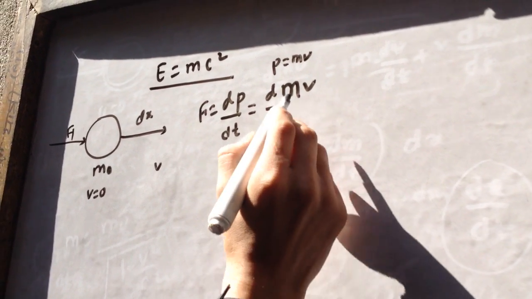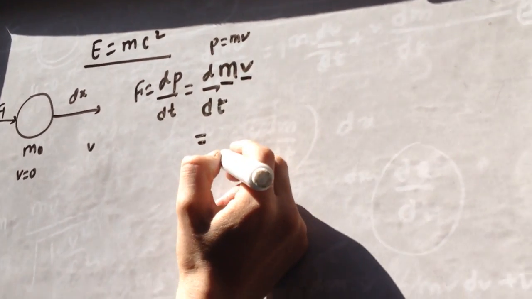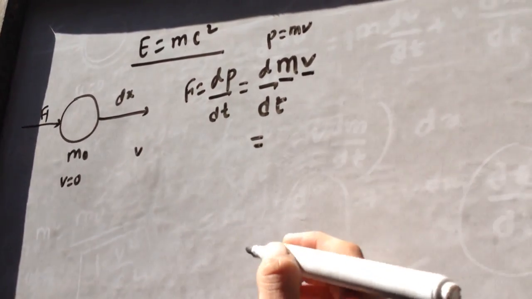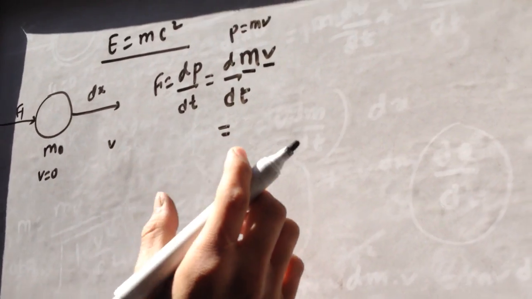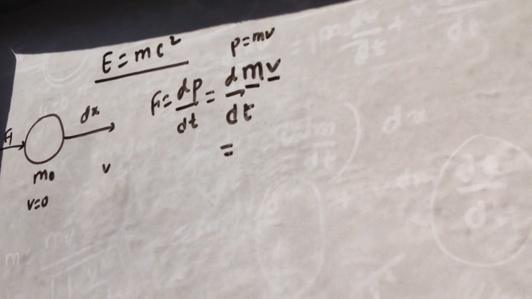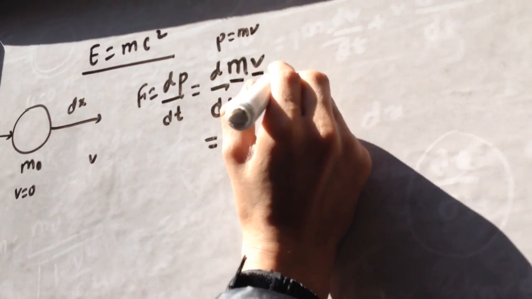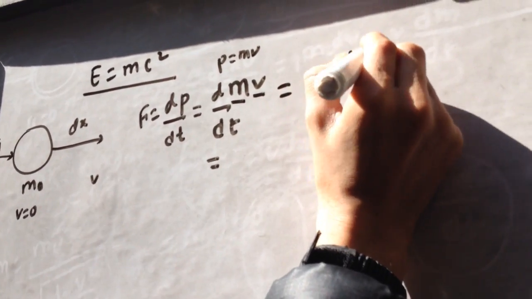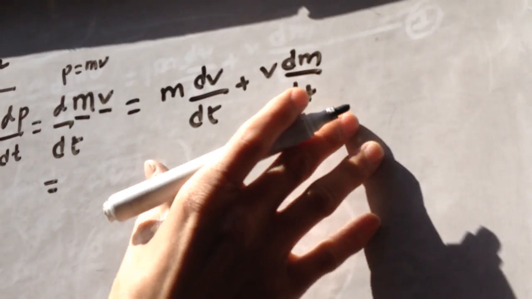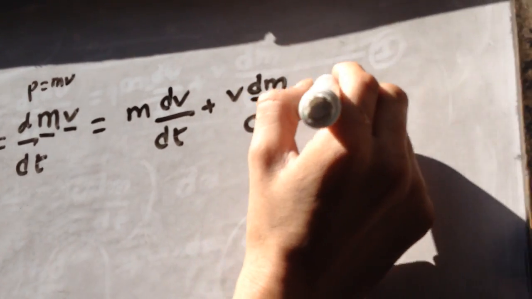But from the theory of relativity, both mass and velocity are variable quantities. As the velocity increases, mass also increases, and as the velocity decreases, mass also decreases. So the two quantities are dependent on each other, and we have to apply the product rule of the derivative: F = m dv/dt + v dm/dt. We did nothing but apply the product rule. Let's call this equation 1.